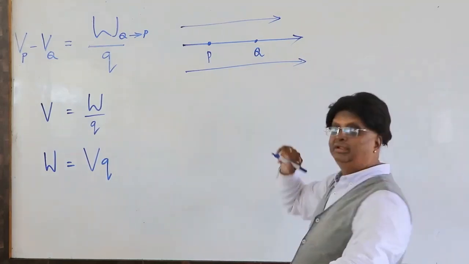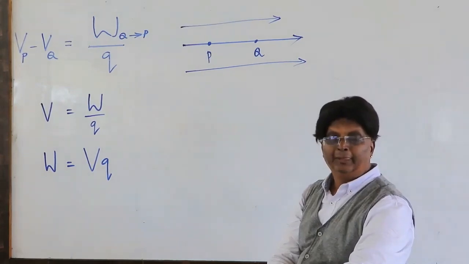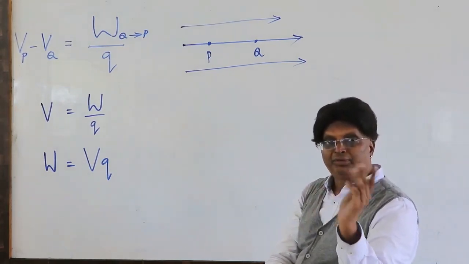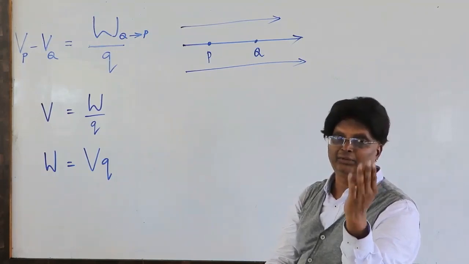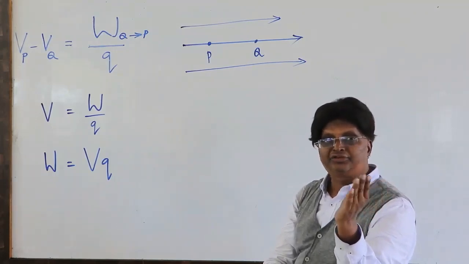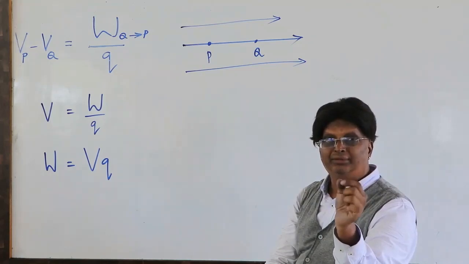This is the electric field. The first point you remember, when we told the relation between field and potential, the significance with respect to the negative sign, we have told that in the direction of a field, potential always decreases.